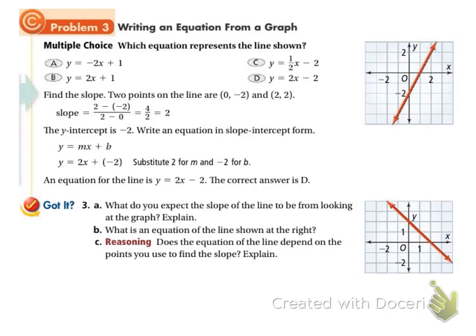Okay, writing an equation from a graph. So I need to figure out the slope, and I'll need to figure out my y-intercept. Remember, my y-intercept is where I cross the y-axis. So right here, for our got it problem, at 2 is my y-intercept. So that means b, my y-intercept, is 2. And then I need to figure out my slope.